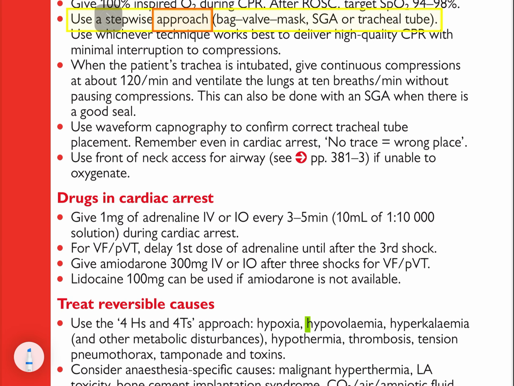Use a stepwise approach: bag valve mask, SGA or tracheal tube. Use whichever technique works best to deliver high-quality CPR with minimal interruption to compressions. When the patient's trachea is intubated, give continuous compressions at about 120/min and ventilate the lungs at 10 breaths/min without pausing compressions. This can also be done with an SGA when there is a good seal.